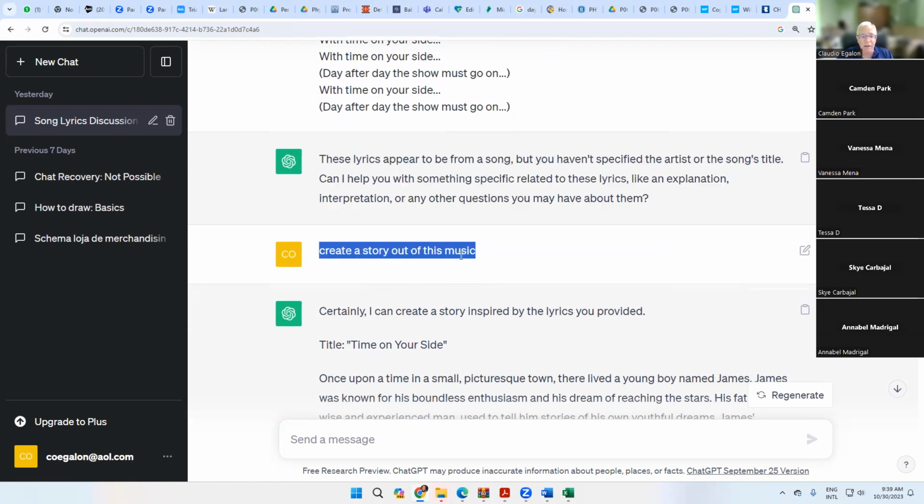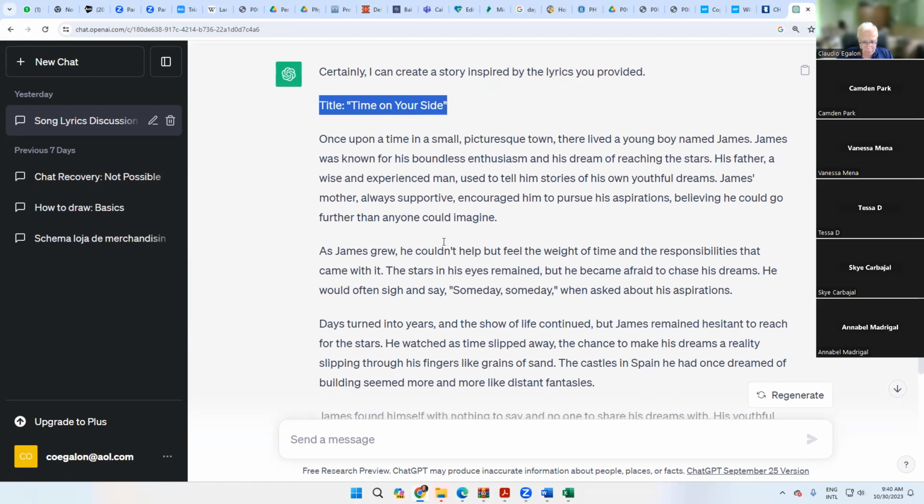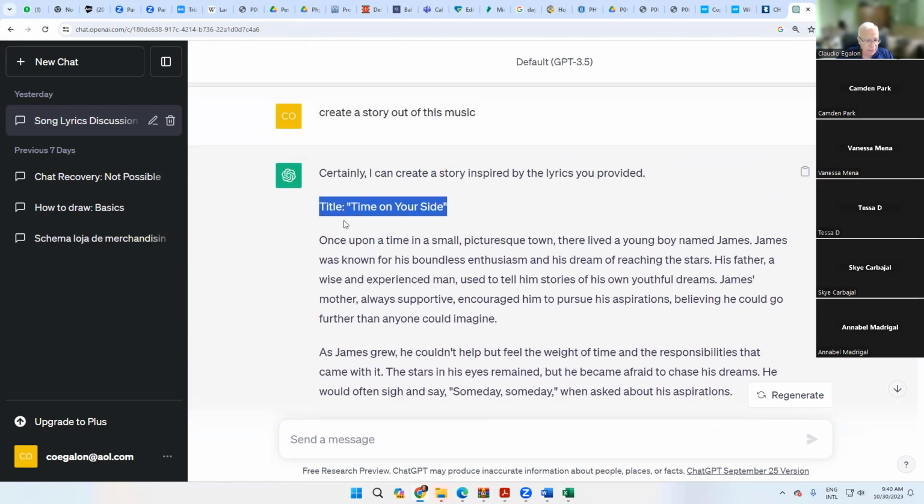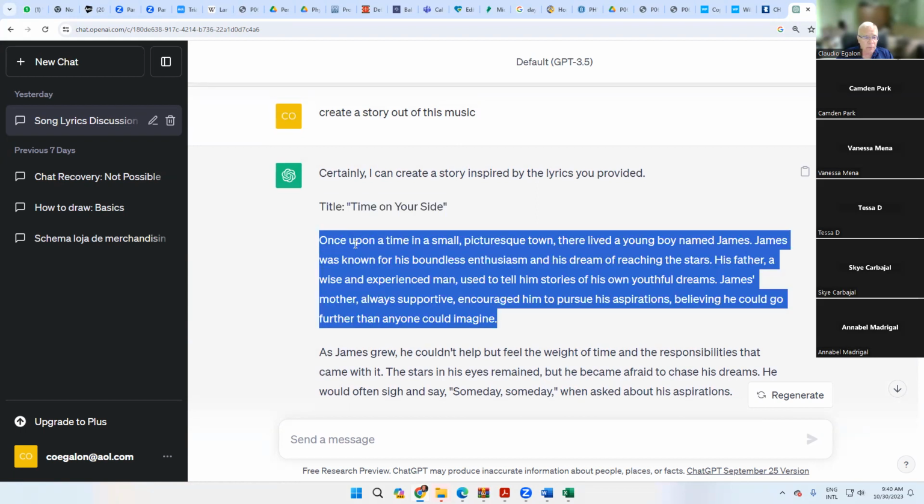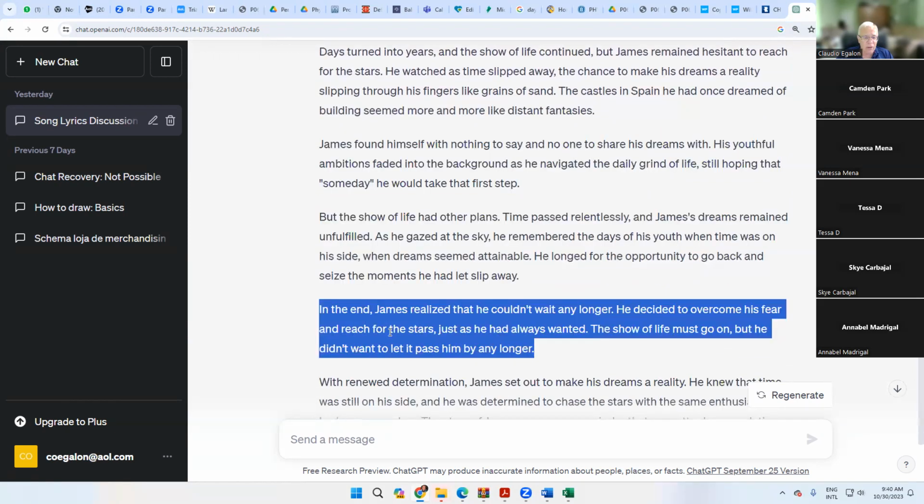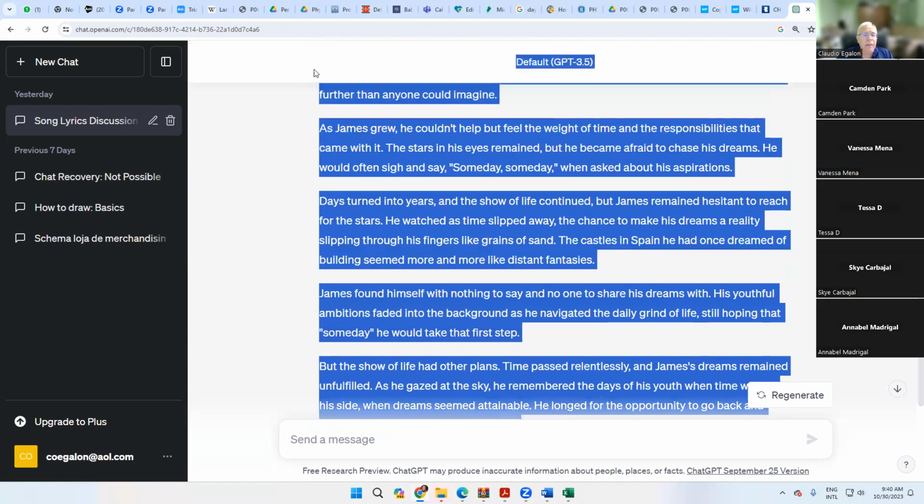Oh, create a story out of these lyrics, right? I asked it, okay, certainly. And then it goes and even gives a title to the lyrics of the song. Certainly, I can create a story inspired by the lyrics you provided. And then it just does it, just like that, right? Let's see what the length of that story was: 1 paragraph, 2, 3, 4, 5, 6, 7 paragraphs.